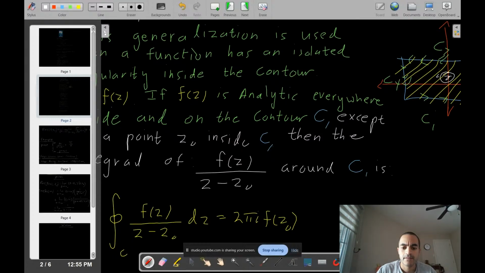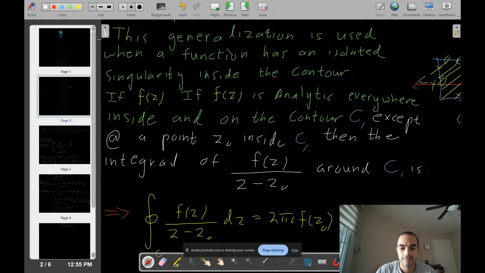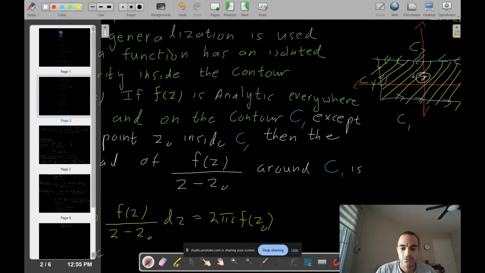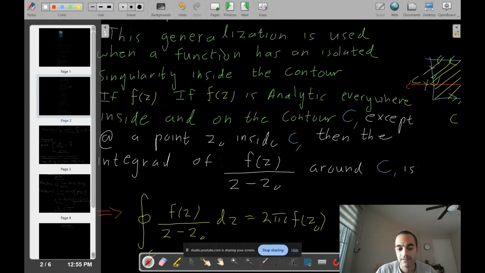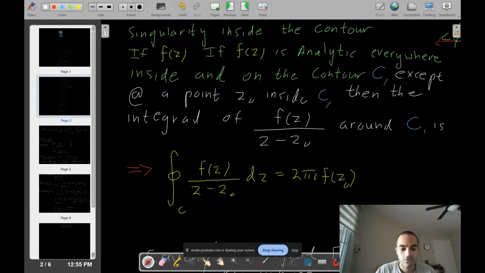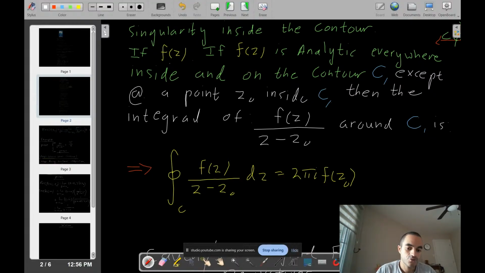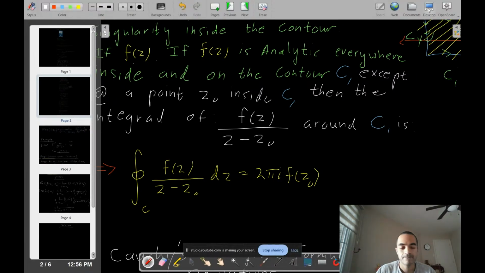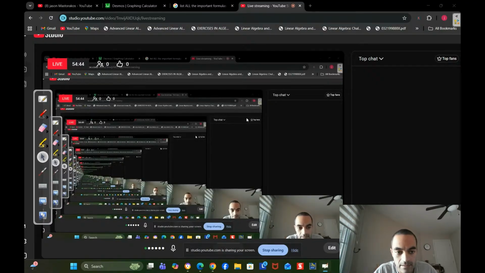Okay. Because f of z has to be analytic everywhere, inside and on the contour C, except at the point z0 inside of C. Then what we have to deal with, if we have a situation like that, is the loop contour integral of f of z over z minus z0 with respect to z, and that is equivalent to 2 pi i times f of z0. Okay, any questions? Anyone have any feedback or anything that you want to discuss conceptually that you're having trouble with? Please let me know if there's an issue.